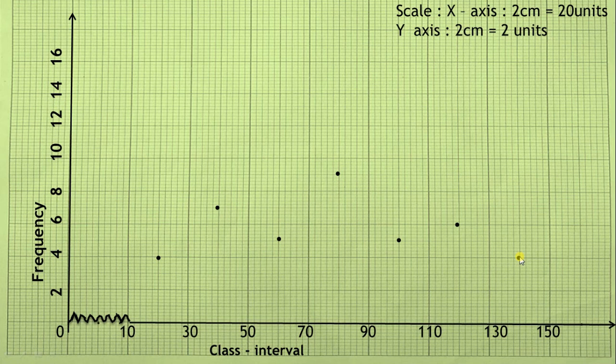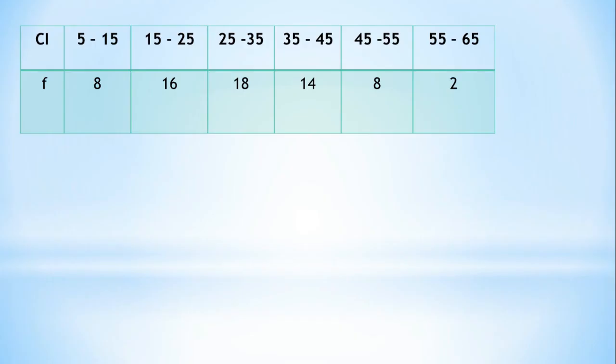Now again, what we need to do, children? We need to mark the midpoint before the first class, after the last class. Hence, join the points to get a frequency polygon. This is the graph obtained of a frequency polygon without using a histogram.